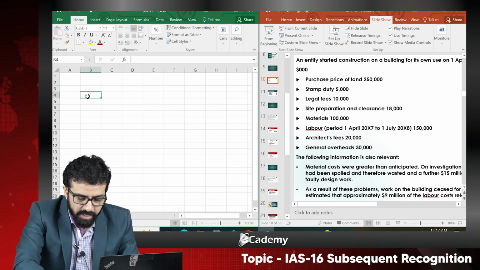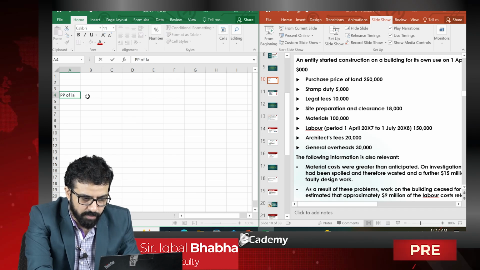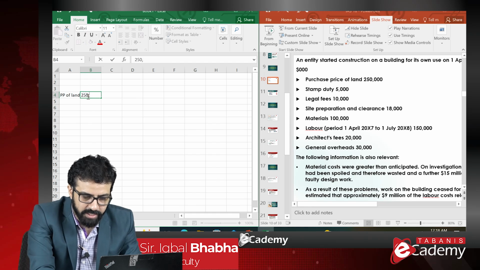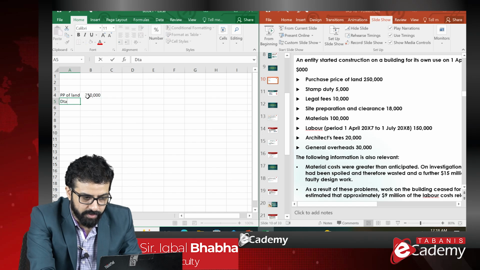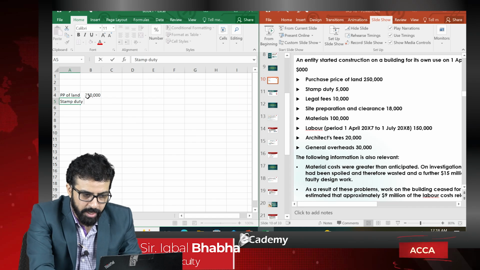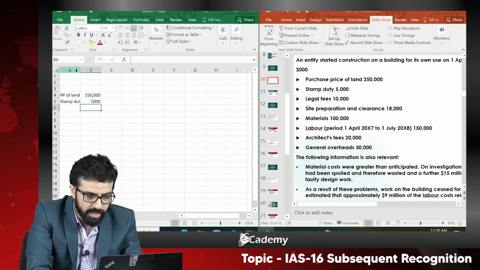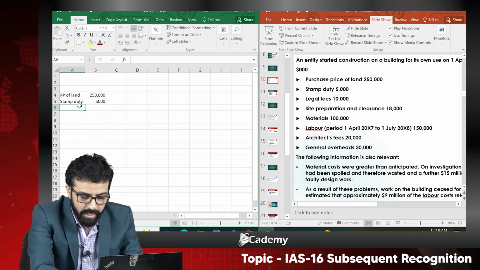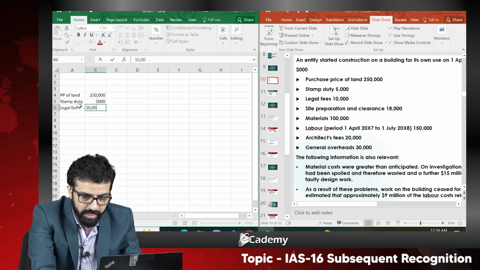The first is the purchase price of the land. For sure, I'm using the shortcut just to quicken this question. Purchase price of the land. Definitely, we will take this into account. Number two is stamp duty. For sure, we will take this stamp duty into the components of cost, as we did discuss. This is a part of the cost, because it has a direct relationship and is a specific cost. Third is legal fee. We will take into account the legal fee, 10,000.